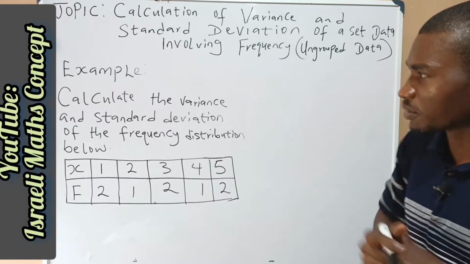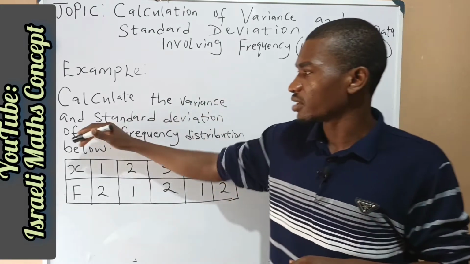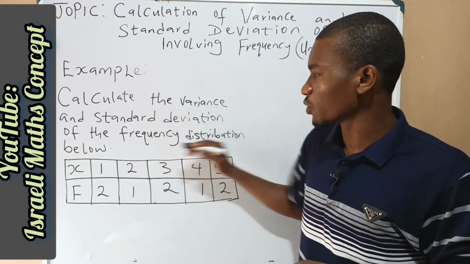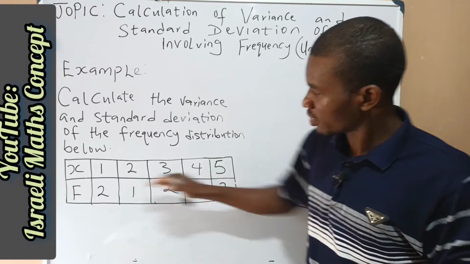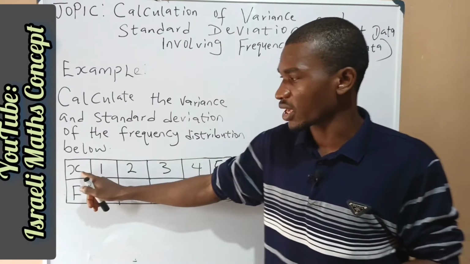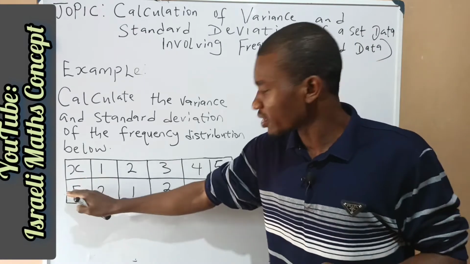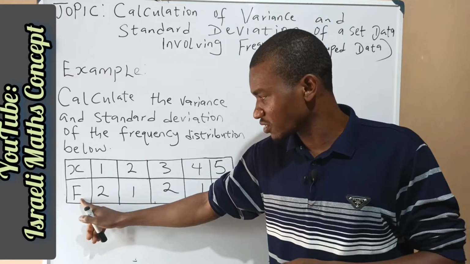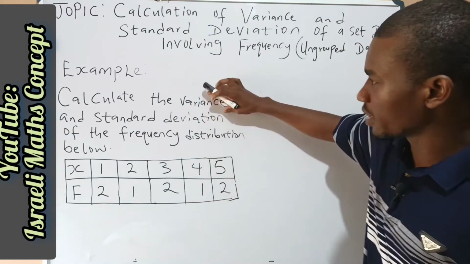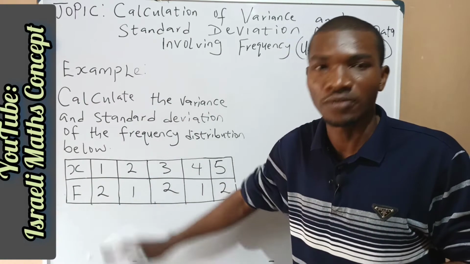All right, I have an example on the board. The example says calculate the variance and standard deviation of the frequency distribution below. Looking at this table, the first row is your x, which is your scores or values or numbers, while the second row is your f, which stands for frequency. And we are asked to calculate the variance and the standard deviation of this given set of data.